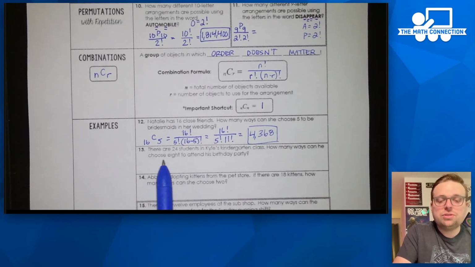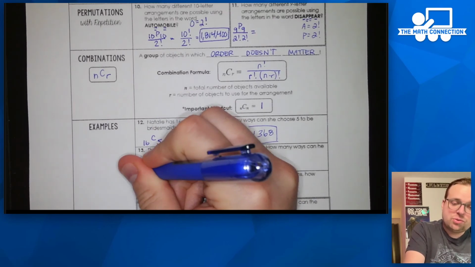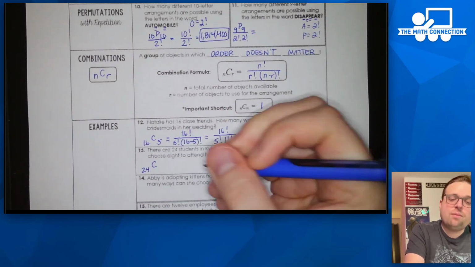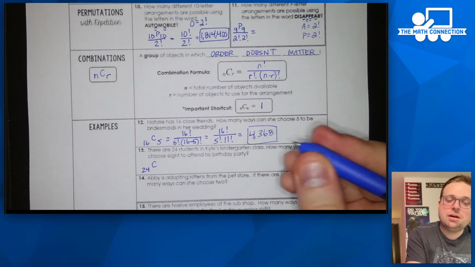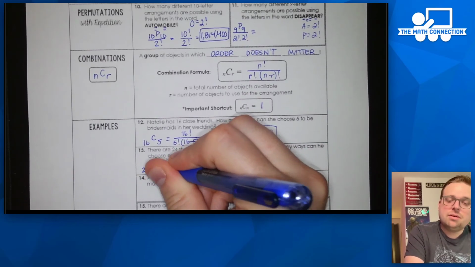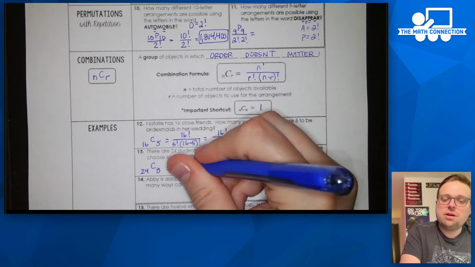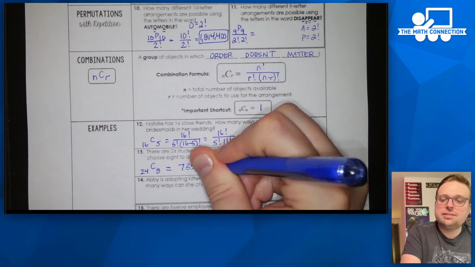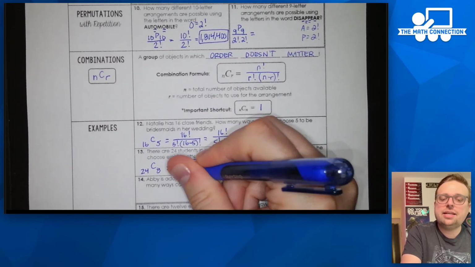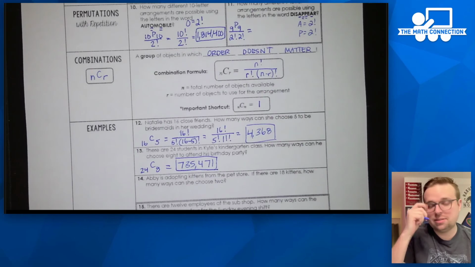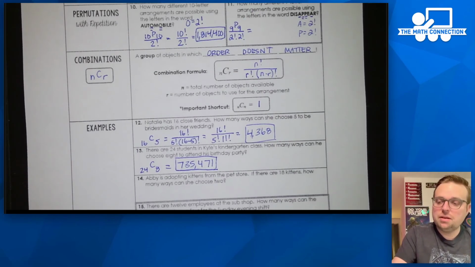There are 24 students in Kyle's kindergarten class. How many ways can he choose 8 of them to attend his birthday party? Well, there's 24 possible students, and we need to find a combination of 8 of them. And you can use the formula. I'm just going to use the combination function on my calculator because that's a lot faster. So there's 735,471 different ways that he can choose 8 of those 24 students to attend the party.